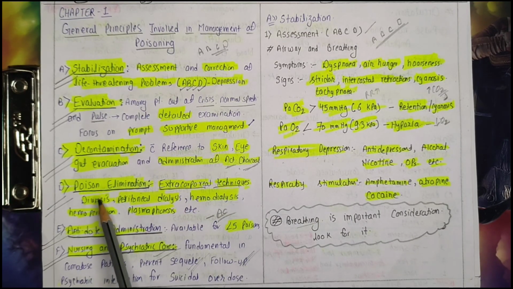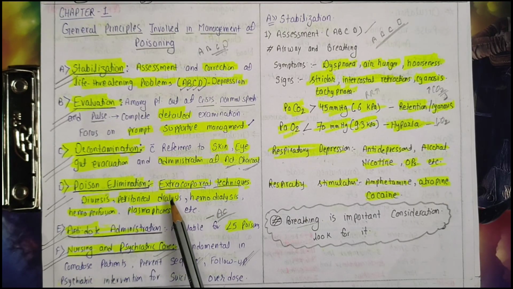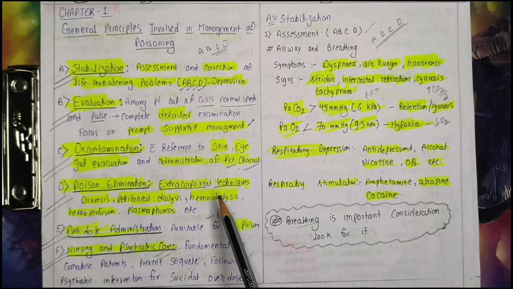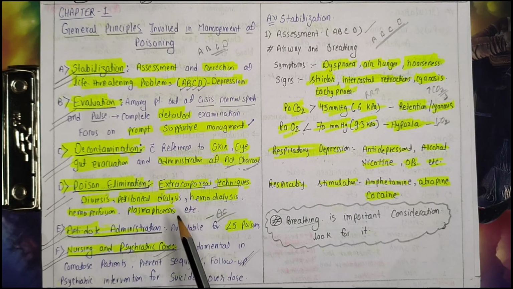Then our fourth principle relies on poison elimination, where we will try to remove the poison from the blood circulation, that is from our systemic circulation. For that, the most prominent method is providing diuresis. The second is using sophisticated devices to filter the blood. The most commonly used techniques are hemodialysis, peritoneal dialysis, hemofiltration and so on, where our blood will go to these devices, and these devices will filter the blood so that the filtered blood returns back to the individual's body.